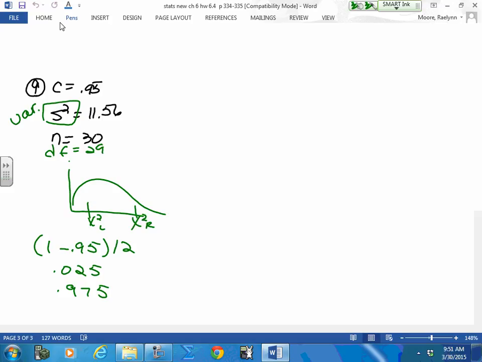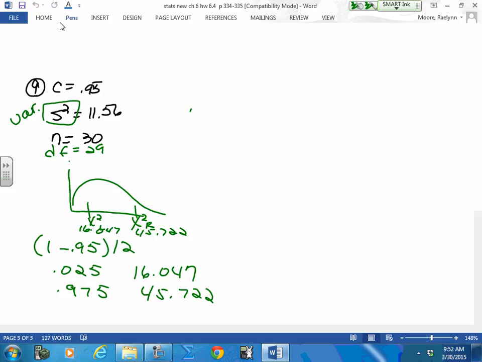Let's pull the numbers off for now. Anybody get one of them? 16.047, and what's the other one? 45. Okay, so now, the left one has to be smaller. So this is 16.047, this is 45.722. We know our critical values. That's the hardest part of the whole equation.